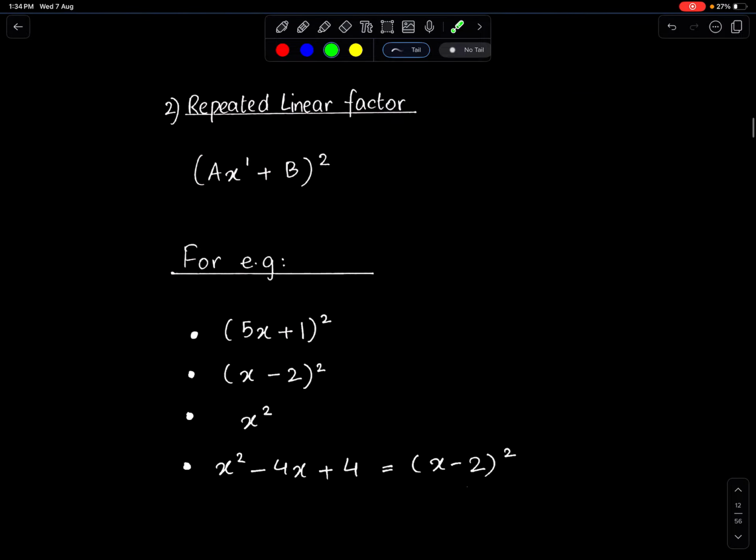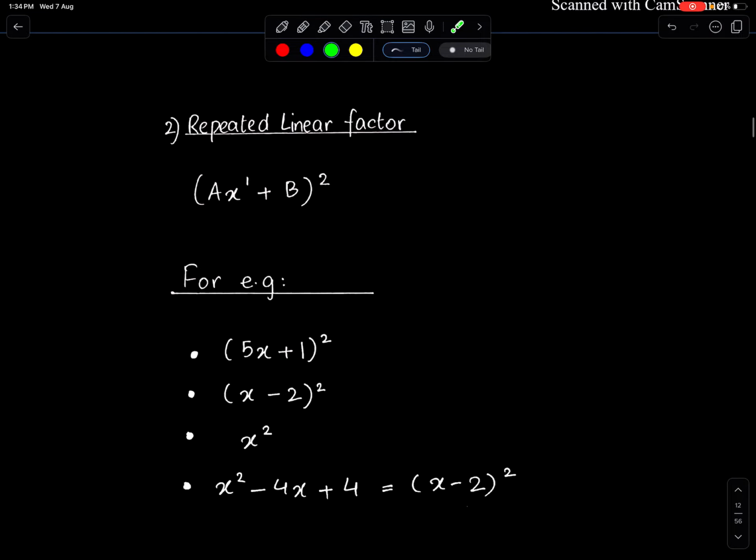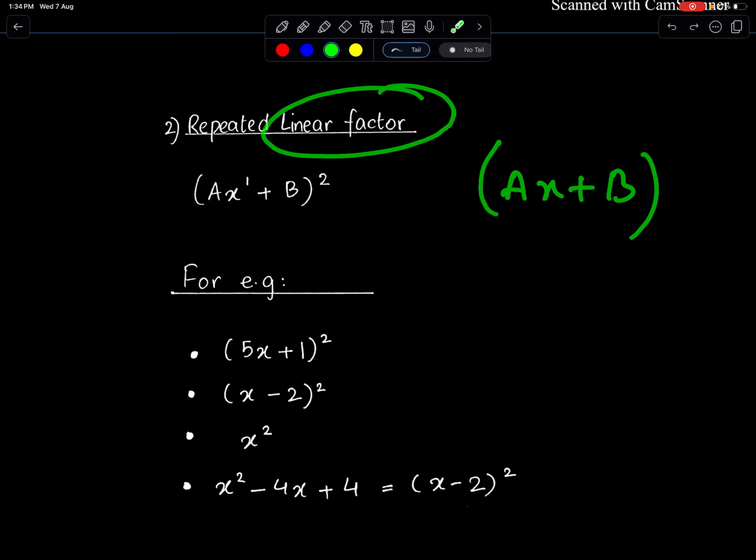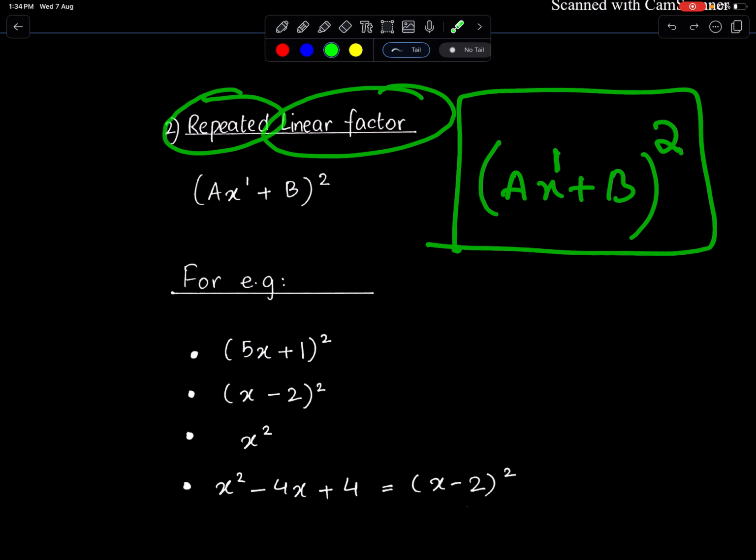Number two, repeated linear factors. Well, linear factor means ax plus b, because the power of variable is 1. And repeated means the power of expansion must be 2. So this is the generalized form of a repeated linear factor.